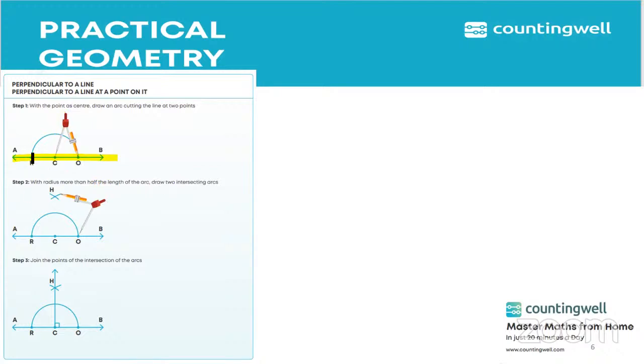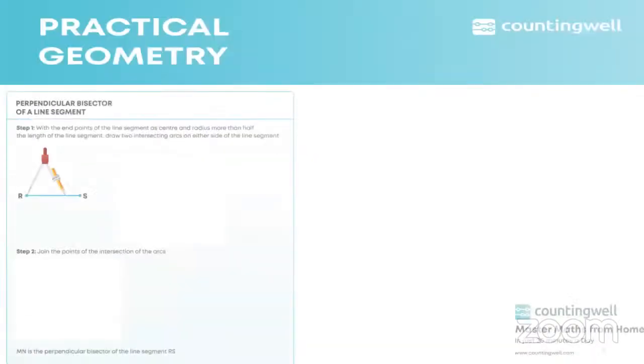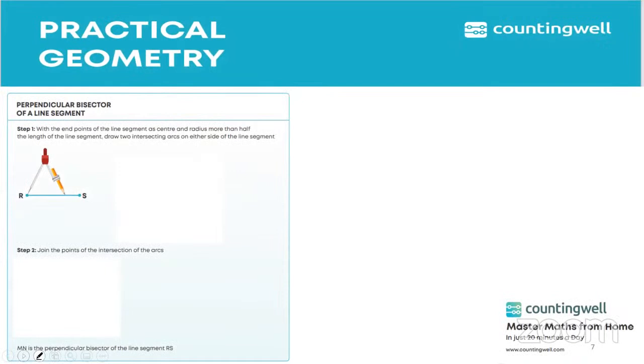So here we can see we have drawn one arc cutting the line AB at 2 points R and O, and then with radius more than OC, we'll take two more arcs intersecting each other, and then we'll join the points of intersection of the arcs. So in this way, we'll get a line perpendicular to the given line through a point on it.